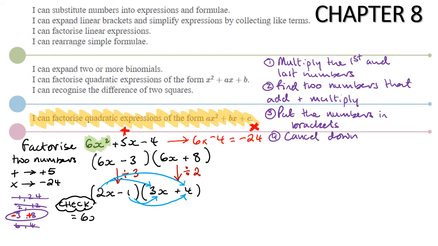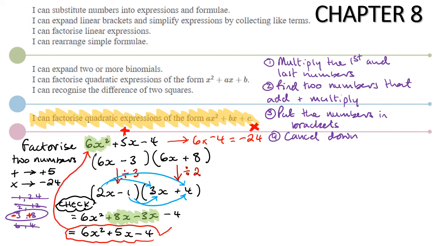So 2x times 3x, 6x squared. 2x times 4 is 8x. -1 times 3x is -3x, and then -1 times 4 is -4. Just like before, these two in the middle are going to go together. What do I end up with? I end up with 6x squared, and then +8 minus 3 is +5x, -4. This is right. This is what I started with in the question all the way back here. So I know that it works. Right, we'll do one more.